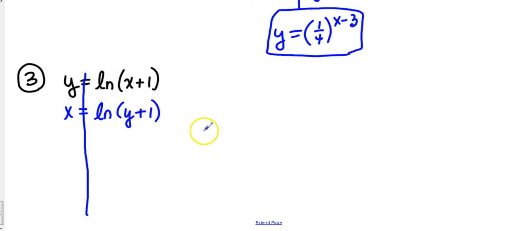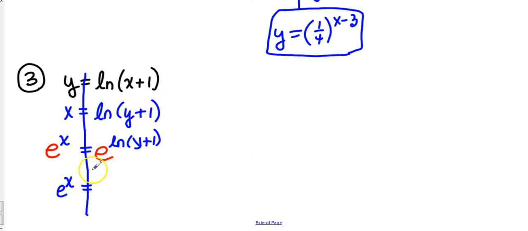So now I have to decide what base I will use. Again, I could technically choose any number, but being strategic, the opposite of a natural log would be base e. So I will raise up both sides using base e. E to the x will stay on this left side. E and natural log cancel, leaving behind that argument of y plus 1.